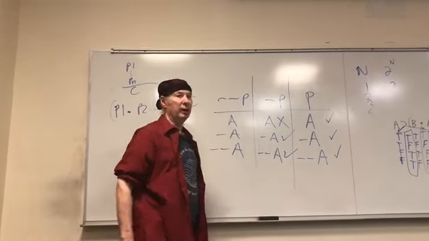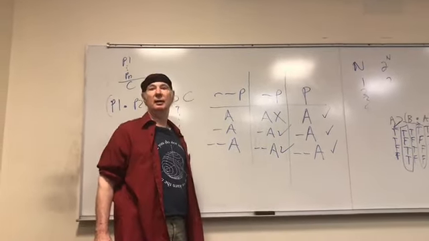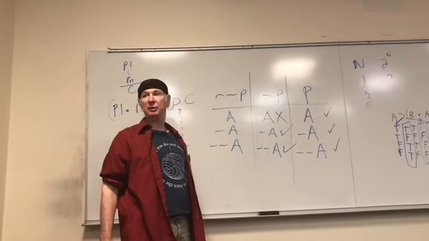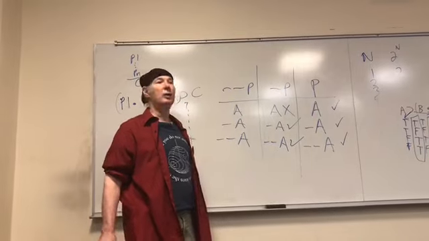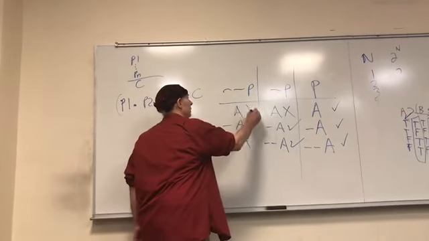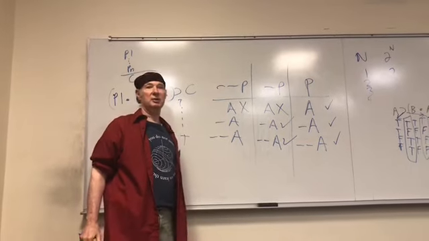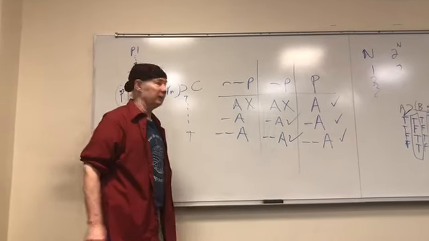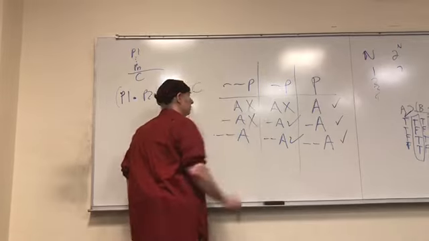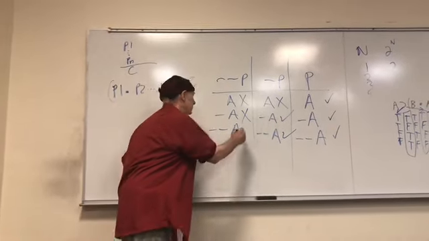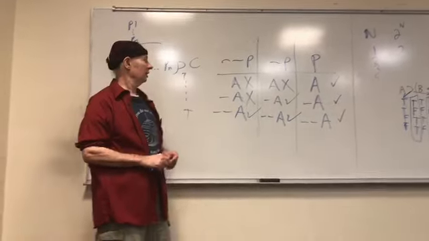Now let's look at squiggle squiggle P. Is A a substitution instance of squiggle squiggle P? No, because it has no squiggles. Is squiggle A a substitution instance? No, because it doesn't have enough. Is squiggle squiggle A a substitution instance? Yes, it has enough.